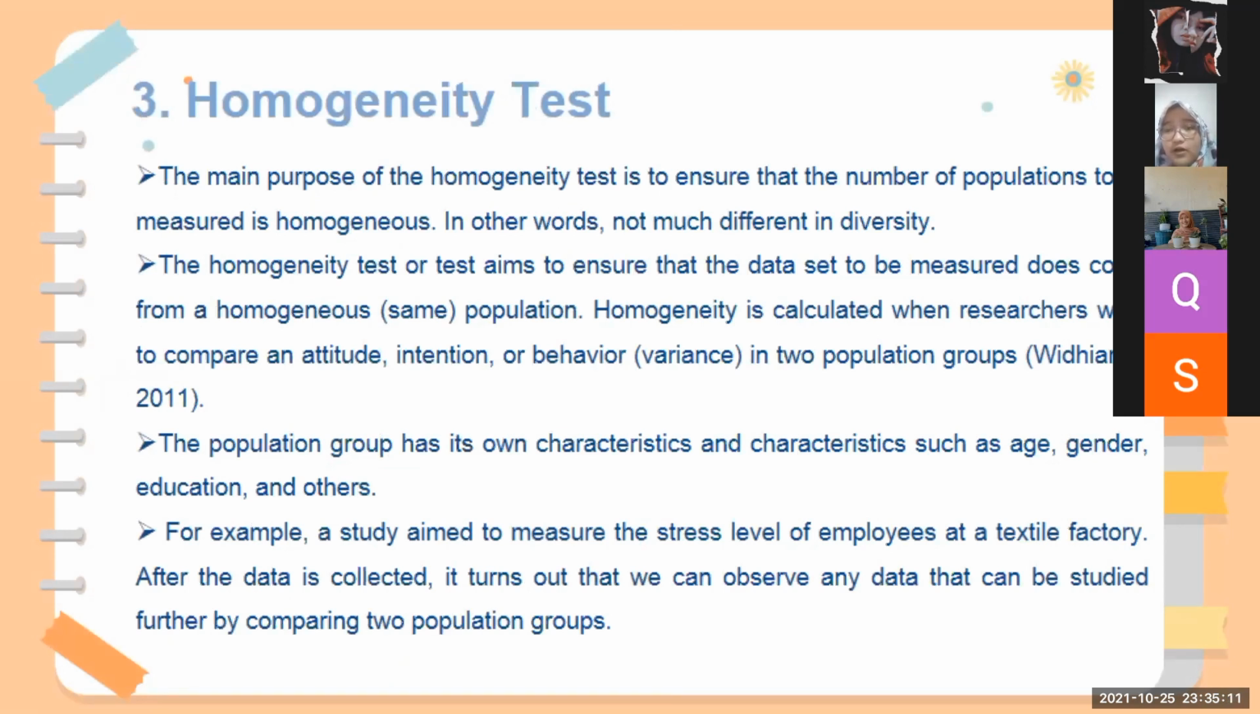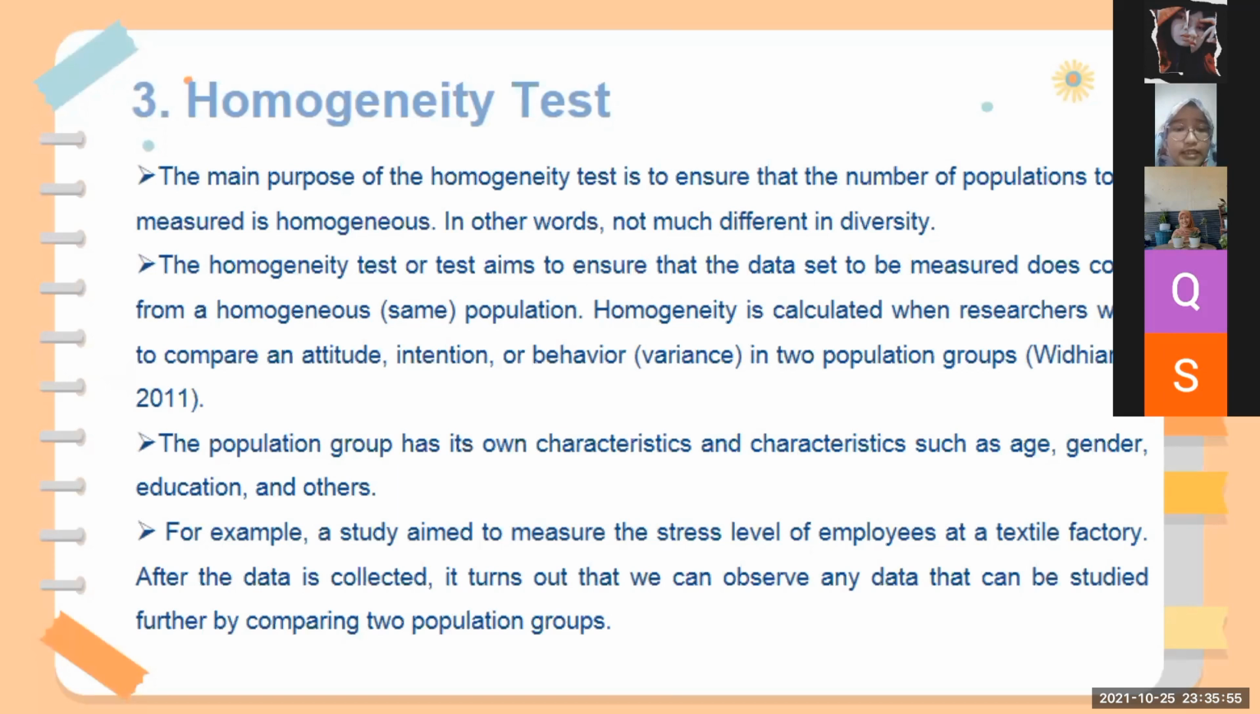Test of homogeneity. The main purpose of the homogeneity test is to ensure that the populations to be measured are homogeneous, in other words, not much different in diversity. Nah, maksudnya itu tuh tujuan utama dari uji homogenitas ini adalah untuk memastikan bahwa jumlah populasi yang akan diukur itu homogen atau dengan kata lain itu tidak jauh berbeda antar keragamannya.